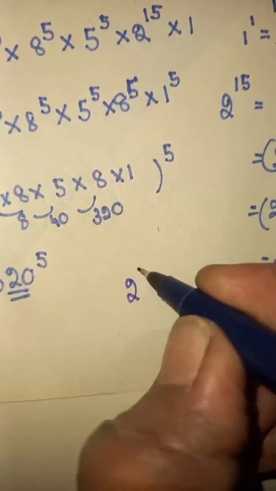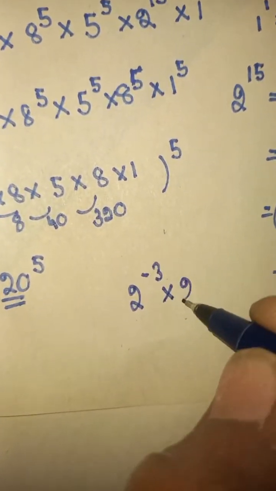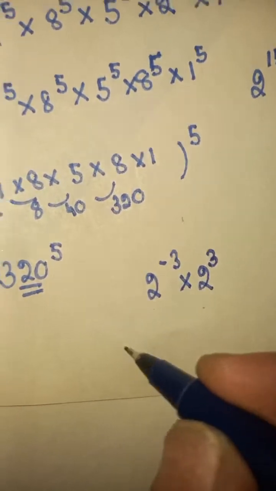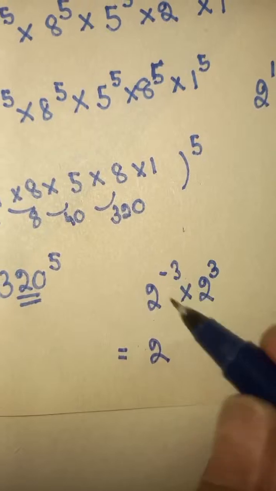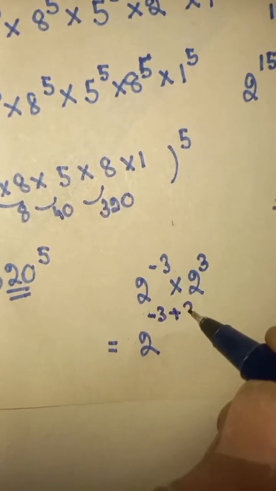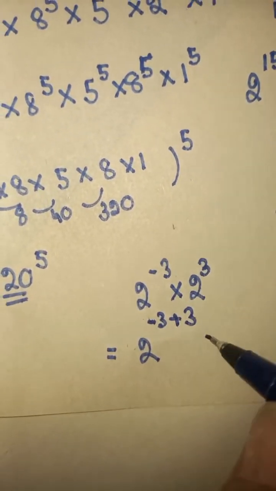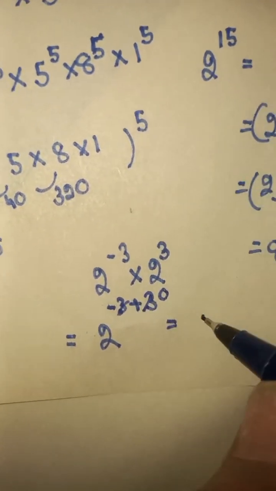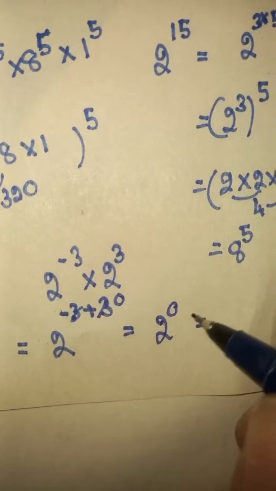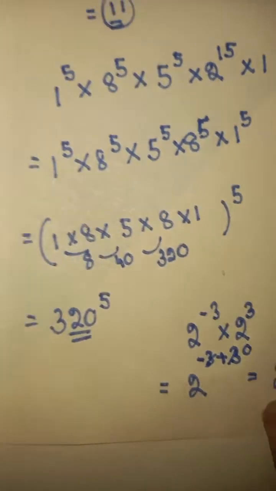And now they are giving it like this: 2 power of minus 3 times 2 power of 3. Here you get the same base, so 2 is the common base. Add up the powers: minus 3 plus 3. This cancels out to become 0. So it is 2 power of 0. Any number to the power 0 will be equal to 1.